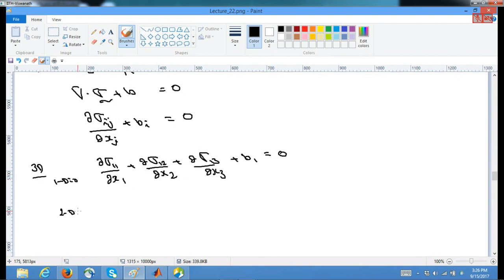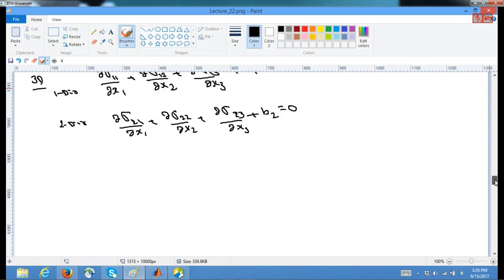For the force equilibrium in the second direction, this would be dou sigma 2 1 by dou x1 plus dou sigma 2 2 by dou x2 plus dou sigma 2 3 by dou x3 plus b2 equals 0. Similarly, in the third direction it would be dou sigma 3 1 by dou x1 plus dou sigma 3 2 by dou x2 plus dou sigma 3 3 by dou x3 plus b3.